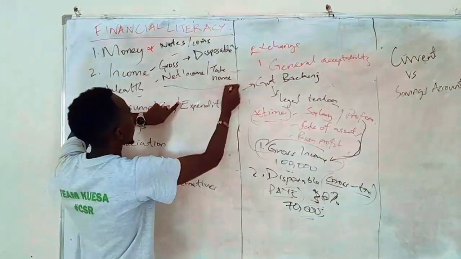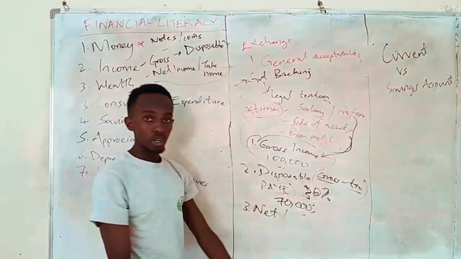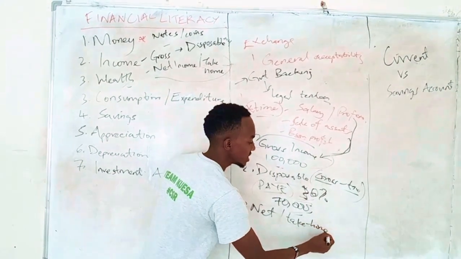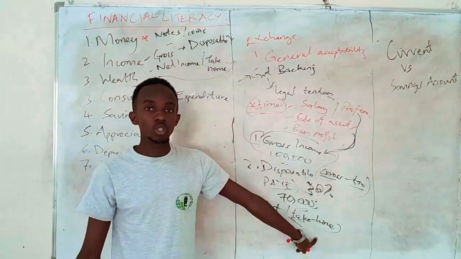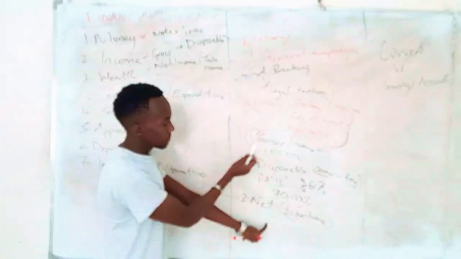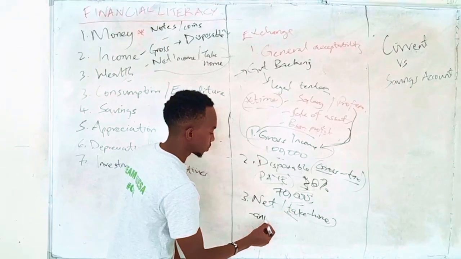Next, we have another type of income called net income, also known as take home. And the reason it is called take home is because this is the actual amount of money that you take home. So how do you get take home income? It is gross income less taxes, then less any other deductions.